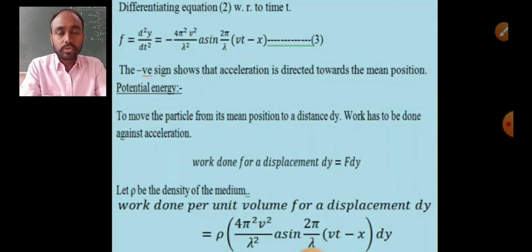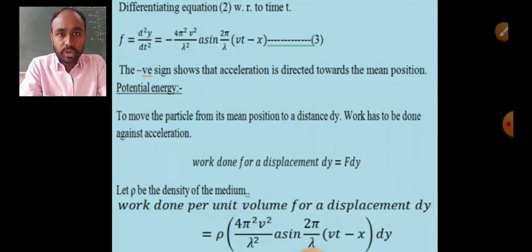So, from the displacement equation, the very first equation, after differentiating we got equation number 2, that is velocity, and again we differentiate equation 2, and that gives equation 3, that is our acceleration, right.